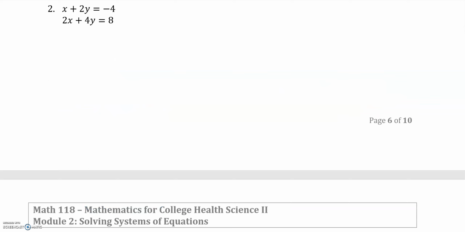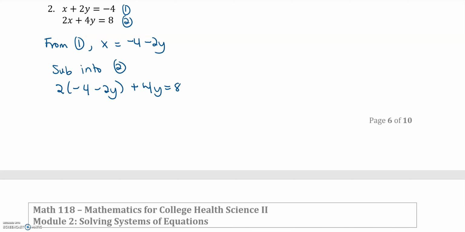In example 2, variable x is easiest to solve for from the first equation. Now we sub variable x into equation 2. This is where you can see how important it is to make sure you do the substitution in brackets. And we will take the coefficient of 2 and distribute it into the brackets, and we end up getting that minus 8 minus 4y plus 4y is equal to 8.